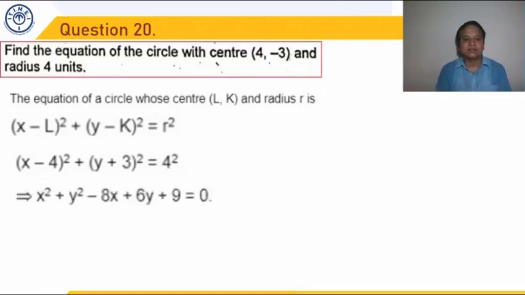And if we expand, we get the general form. x² + y² − 8x + 6y, then 16 plus 9 is 25 on the left side and 16 on the right hand side. Cancel out, remaining is plus 9 equal to 0. So the required equation is x² + y² − 8x + 6y + 9 = 0.